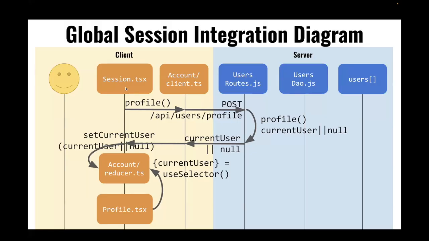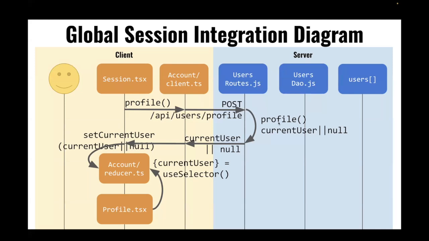So the way we're going to do it is we're going to create a session component that's going to sit at the very top of our application, right under the provider. What it's going to do is initiate a request right away. It's one of the first components that will get rendered, and it's going to initiate a request out to the server, checking to see if there's a profile, and the profile will return.